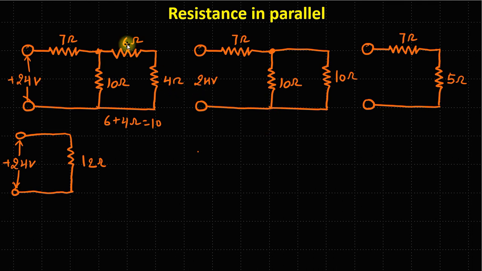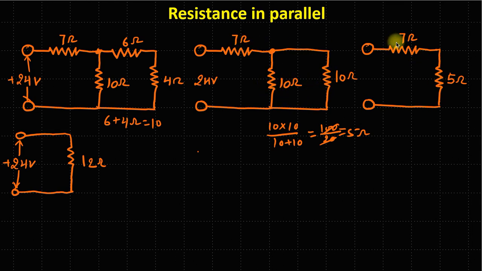Now this equivalent and this 10 ohm are in parallel. So how will we calculate this? By the direct formula, 10 ohm into 10 ohm divided by 10 plus 10, that is 100 by 20, equal to 5 ohm. So this is the 5 ohm, and as you can see, the result of the parallel combination of these resistances will be in series with the 7 ohm resistance.